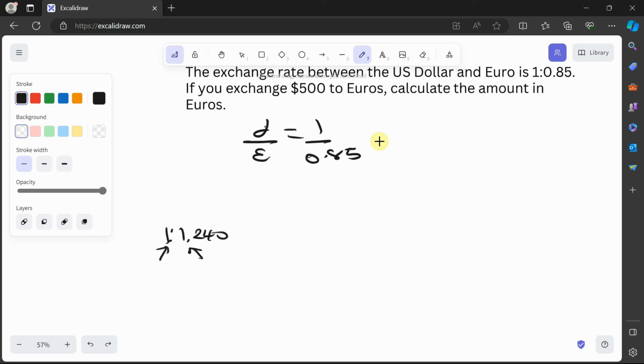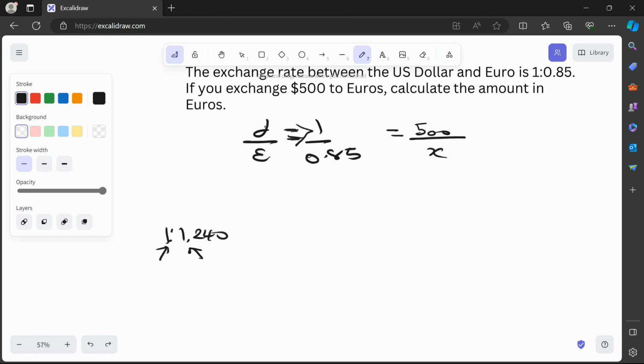Now, it's telling us that if I exchange $500 to euros, what will be the amount in euros? So I could just say this is also equal to, the dollar amount is 500, so 500. So what will be the corresponding euros? This is x. This is naturally not an equals sign, this is actually like an arrow to show that I'm expressing d over e. So for every $1 I receive, it is equivalent to 0.85 euros. Now I'm not receiving $1, I'm receiving $500. How much will be the equivalent in euros?